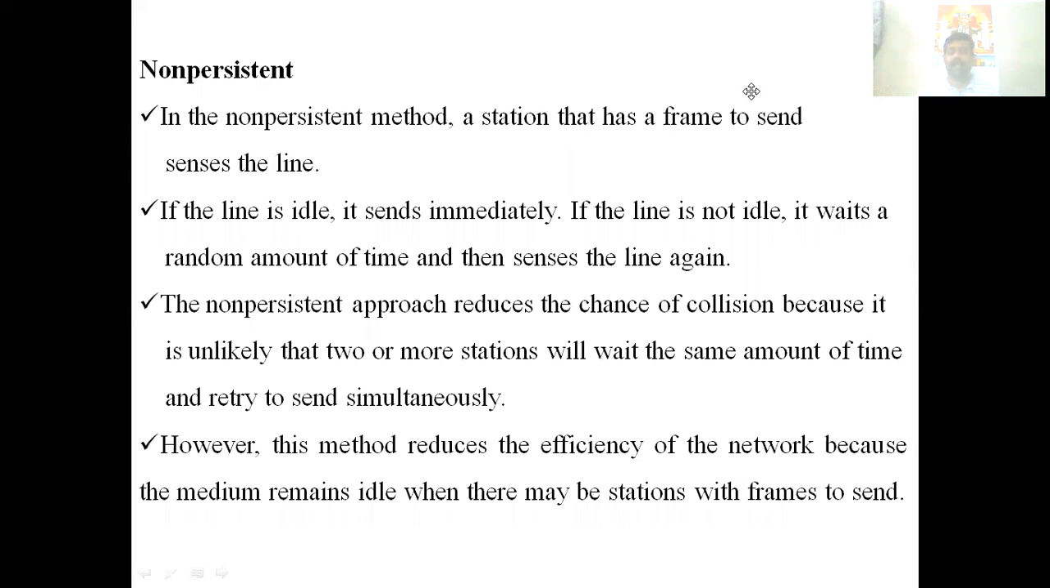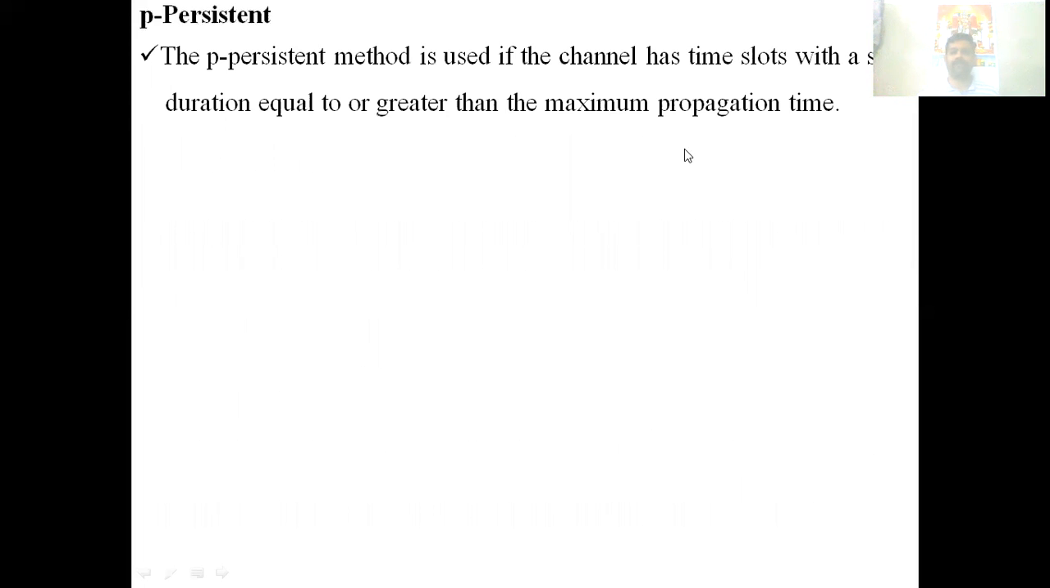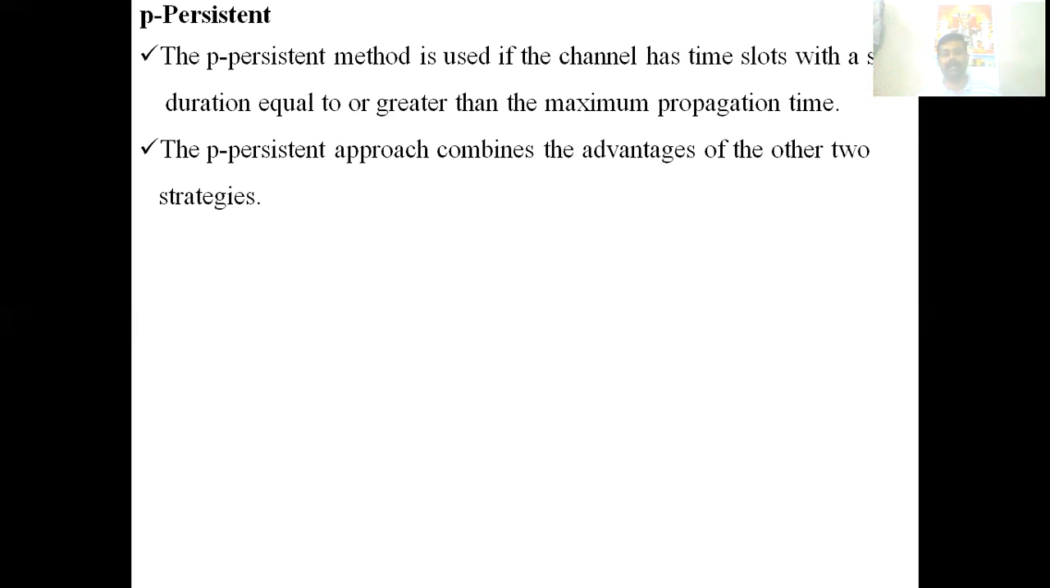However, this method reduces the efficiency of the network because the medium will remain idle for some time. So next one is the P persistent method. The P persistent method is used if the channel has time slots with a time slot duration equal to or greater than the maximum propagation time.